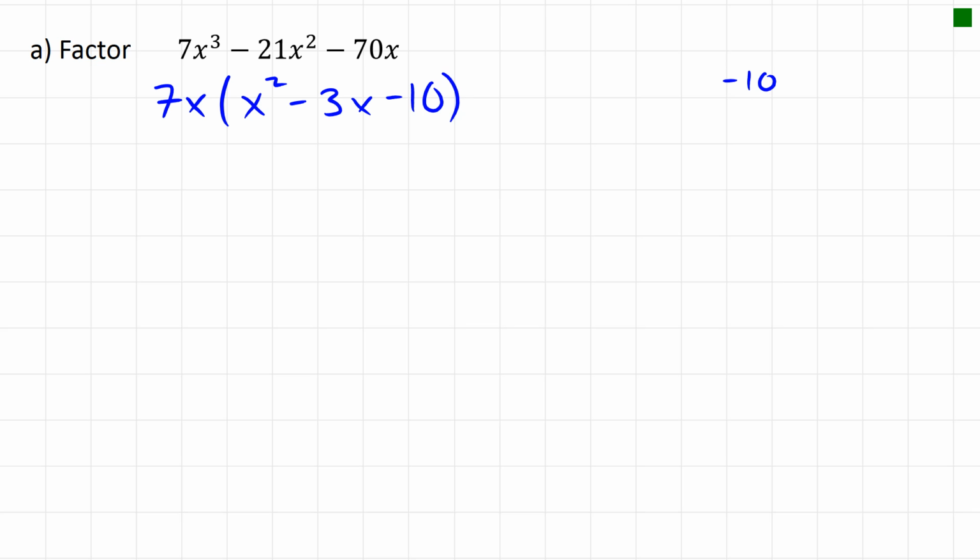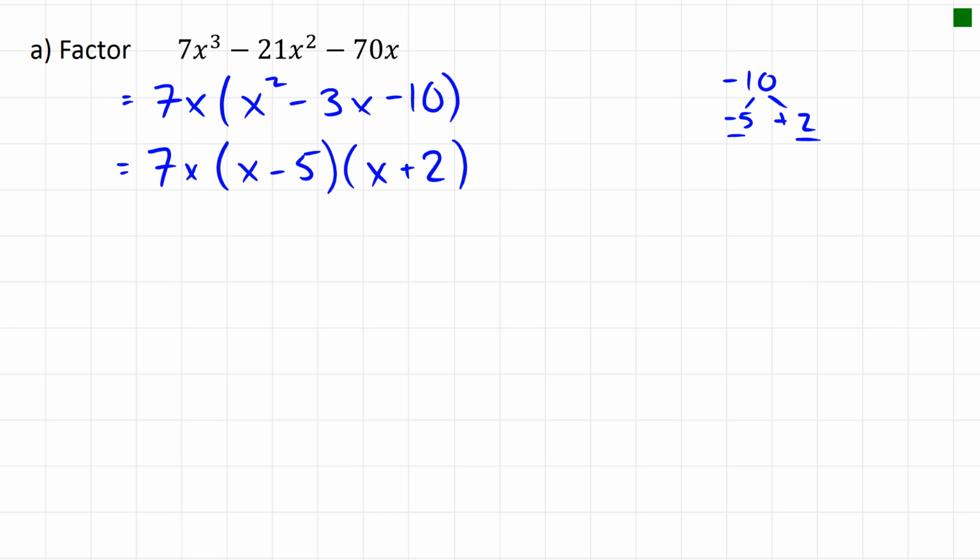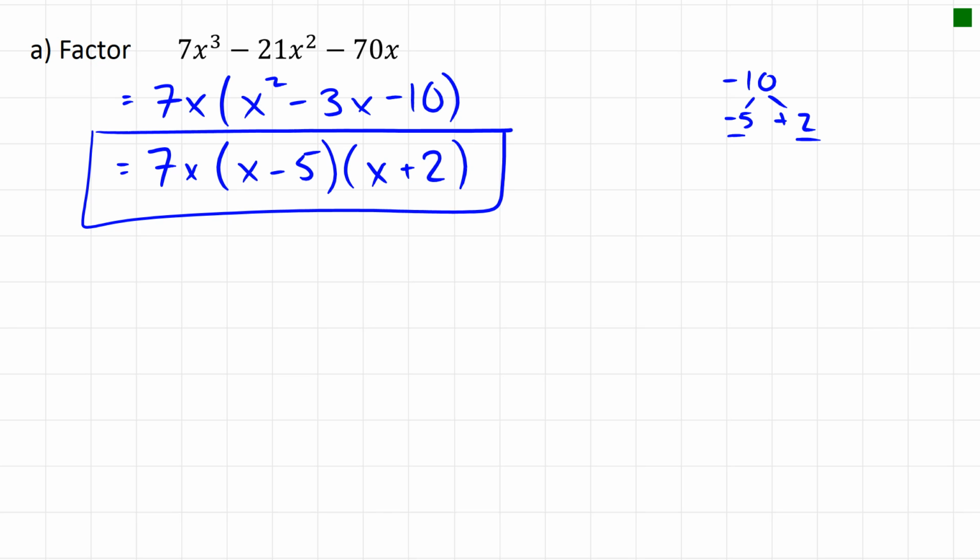So let me go ahead and factor that. For a simple trinomial, I'm looking for two things that multiply to negative 10 and add to negative 3. And I could go with negative 5 and positive 2. So for a simple trinomial, 7x, what I do is I just take those two numbers I found here and I throw them into my factored form of the trinomial. So I'm done.